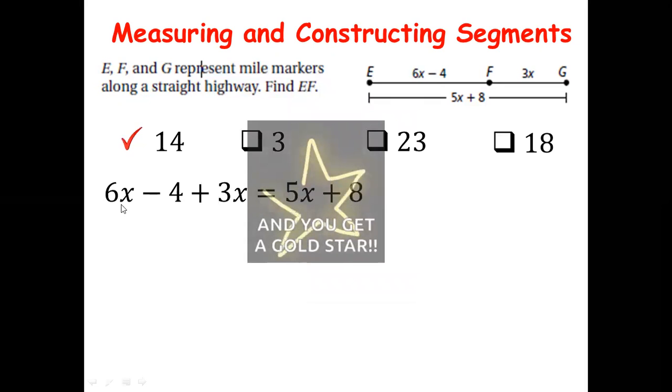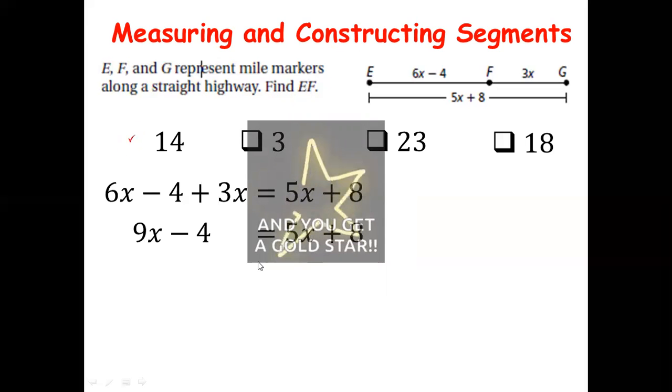This is the equation: 6x minus 4 plus 3x equals 5x plus 8. Just now I explained, if you add the two parts of the line, you will get the complete length of the line, the full length. So this is the equation I want to solve. You know how to solve equations. First, simplify this side. 6x plus 3x will give us 9x minus 4 equals 5x plus 8.